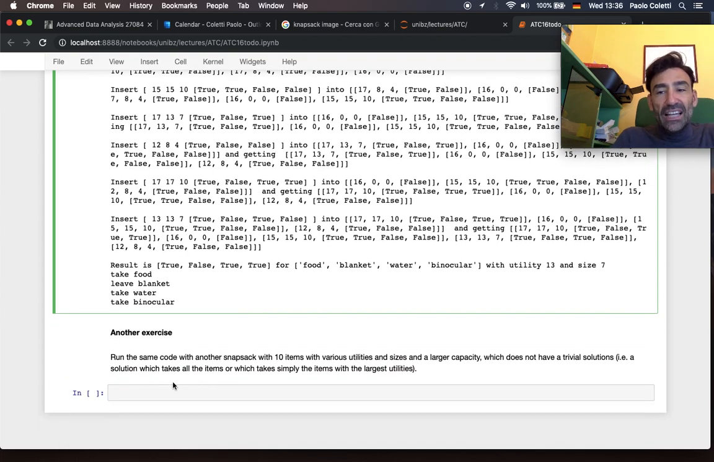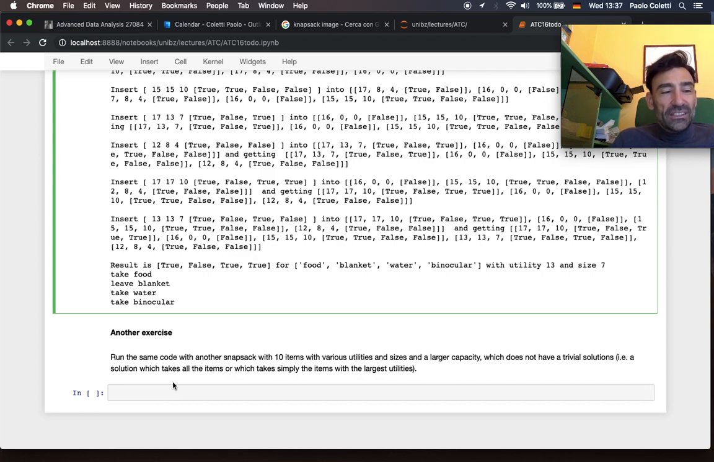Another little exercise for you. Do another example with 10 items this time. However, please, I don't want to see a trivial solution. A trivial solution is a solution, for example, in which you take all the items or you take none of them. Okay. Another trivial solution is a solution in which you take all the items with the largest utilities and you leave the others at home. Well, we don't need an algorithm for that. A human can do it better.